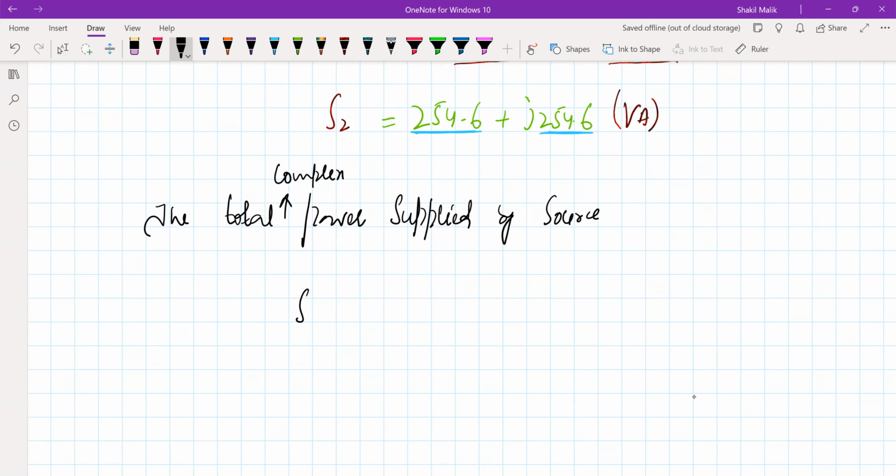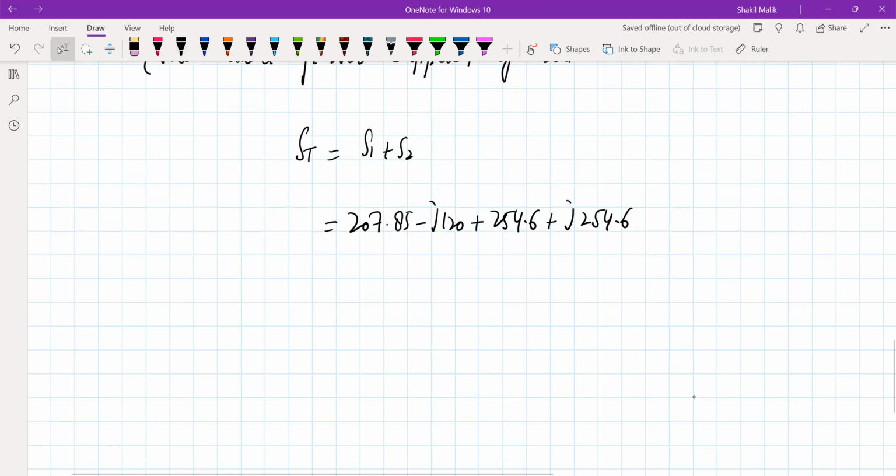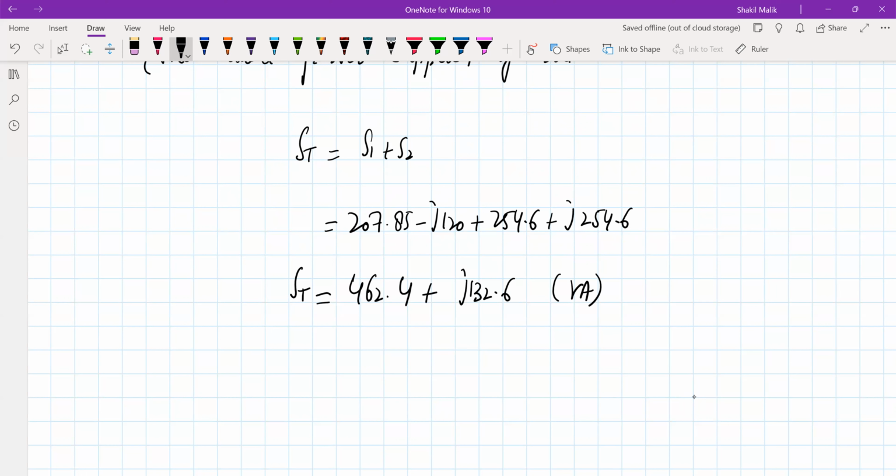That will be given by ST, which is equal to S1 plus S2. Now S1 is simply how much we got: 207.85 minus j120, plus S2, which is 254.6 plus j254.6. So adding the two terms, we'll get 462.4 plus j132.6 volt amperes, right? Because the unit of S is volt ampere.